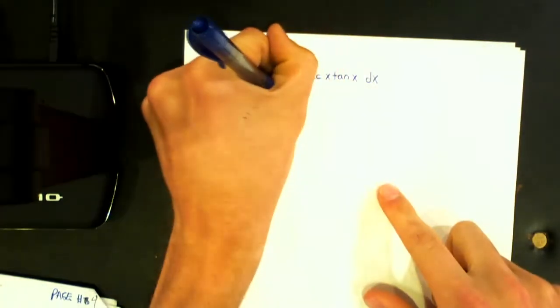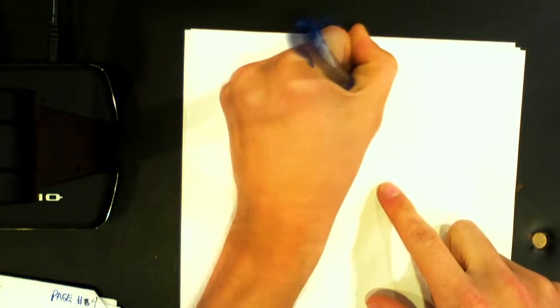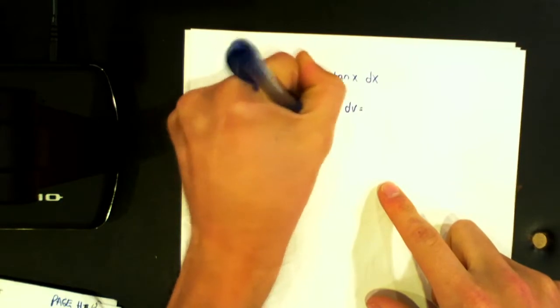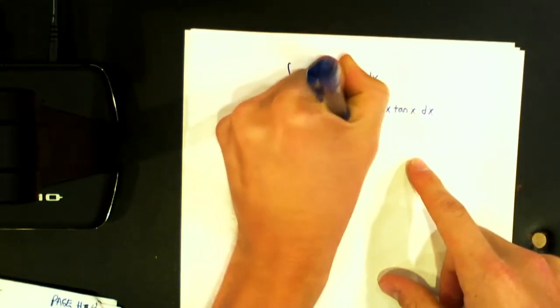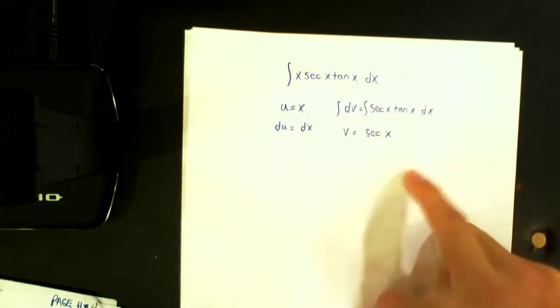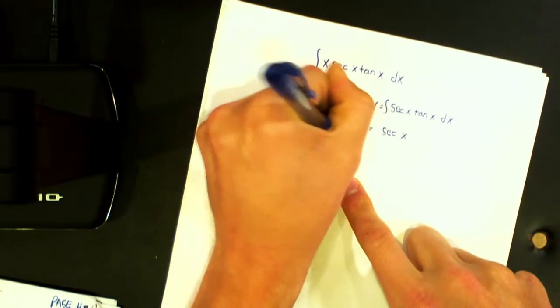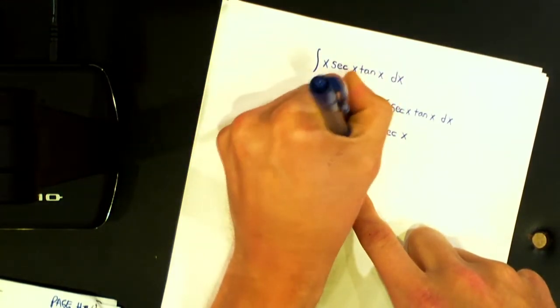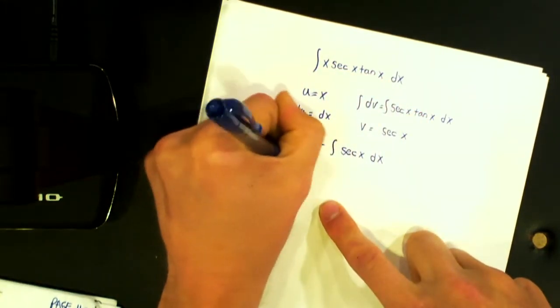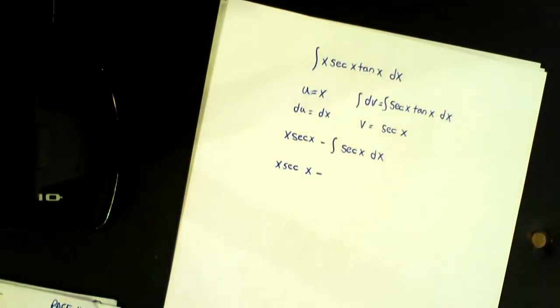Okay, so what would you guys want to make u as in dv? All right, perfect. Nice. Having this as secant x tan x dx, integrating both is going to give us secant x. Multiplying them together, v du gives us this. All right, and what is the integral of secant x? Oh, ln secant plus tangent. All right, perfect.